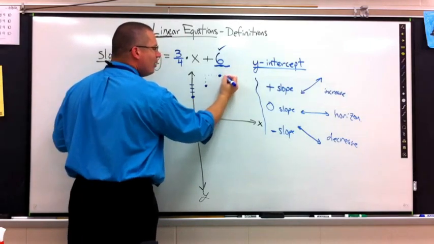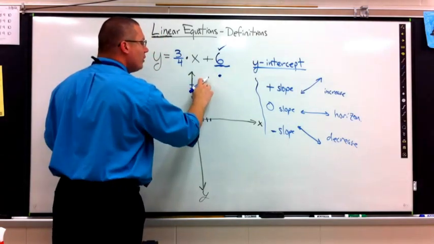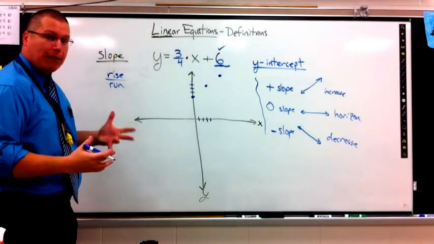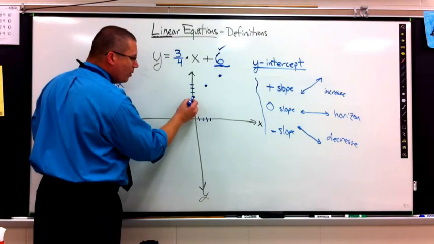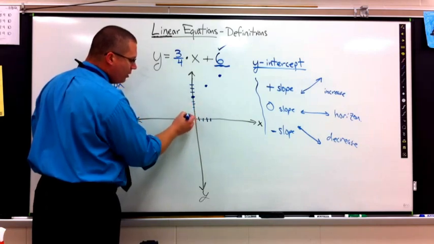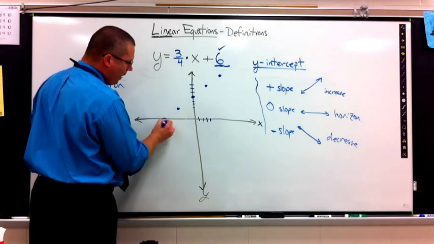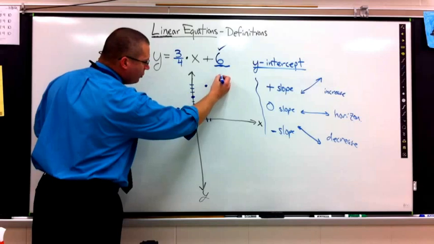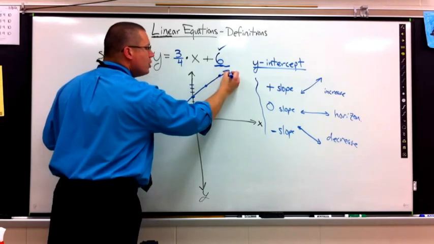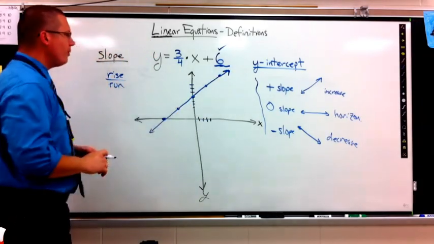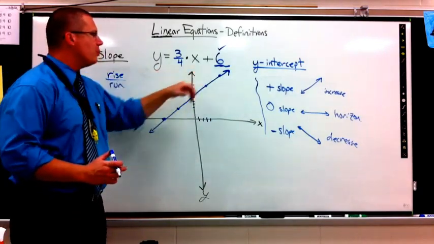Uh-oh, I'm out of room. I don't have any more room to go up 3 over 4, up 3 over 4, up 3 over 4. What is the reverse of up 3 over 4? The absolute reverse. Down 3, left 4. So I can go back to my original point and go down 3, left 4. 1, 2, 3, 1, 2, 3, 4. And what will happen is I will make a straight line. And you would take your pencil and connect. Lines go on forever, so you would put arrows at the end. This is the line. All of the answers that make this equation true.